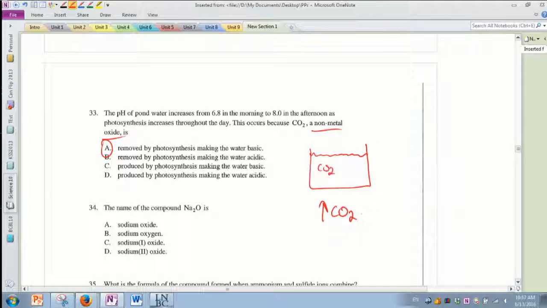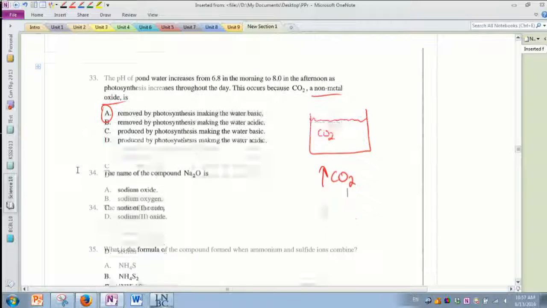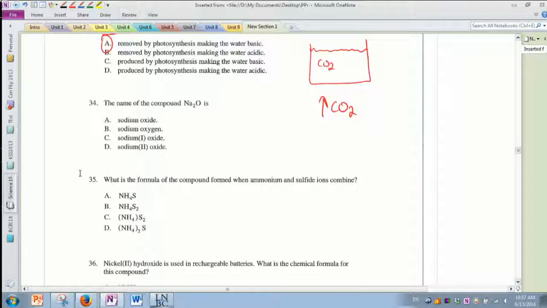But again, number 33 is one of these questions that's going to separate your 100%ers from your 95%ers. There's always a few questions like that. So that's one of the trickiest ones on this test, I'd say. Number 34, sodium oxide. That's pretty straightforward.